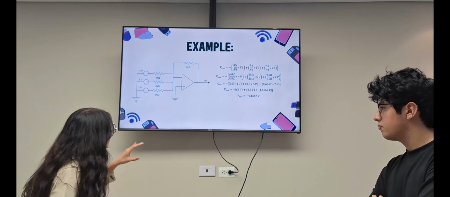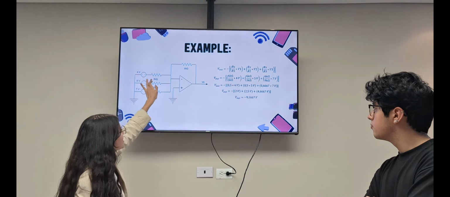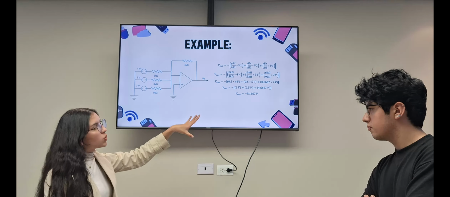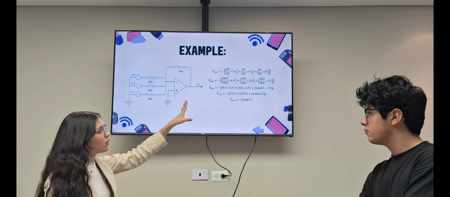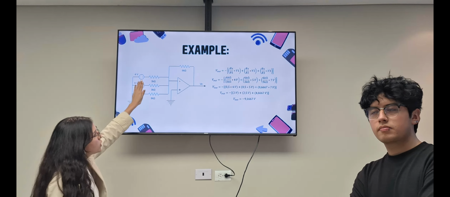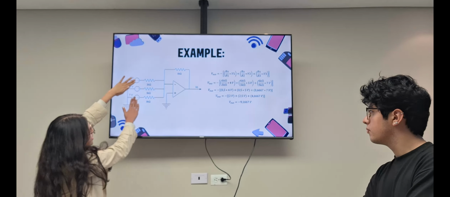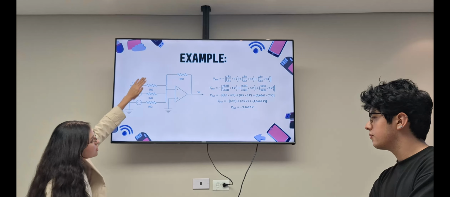So the first equation says V out is going to be minus Rx divided by R1 multiplied by V1. As I said before, it's like we turn off the other sources and we only calculate this channel. So we're going to replace, and we're going to turn off the other sources in every parenthesis. In the first parenthesis it's like we turn off these sources. The second parenthesis is like we turn off these sources. And the third parenthesis is like we turn off these sources.